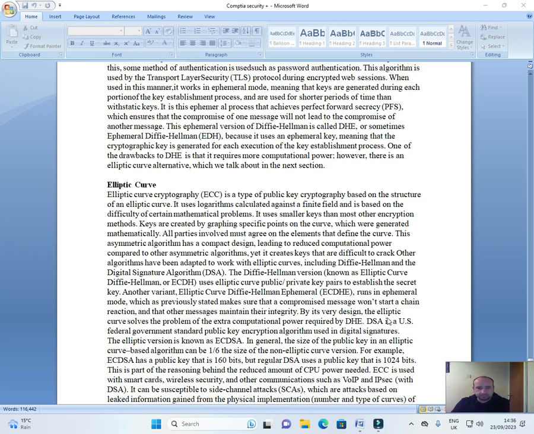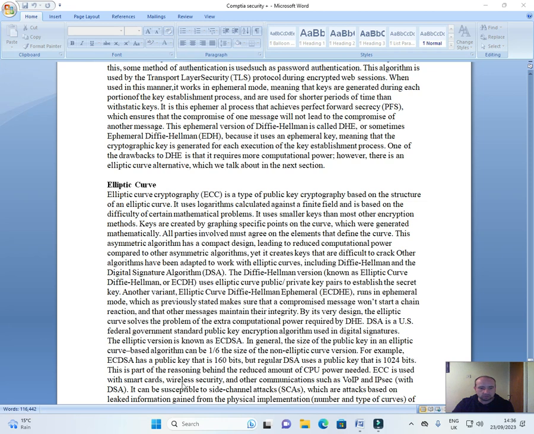DSA is a US federal government standard public key encryption algorithm used in digital signatures. The elliptic curve version is known as ECDSA. In general, the size of the public key in an elliptic curve based algorithm can be 1/6 the size of the non-elliptic curve version. For example, ECDSA has a public key that is 160 bits, but regular DSA uses a public key that is 1024 bits. This is part of the reasoning behind the reduced amount of CPU power needed.